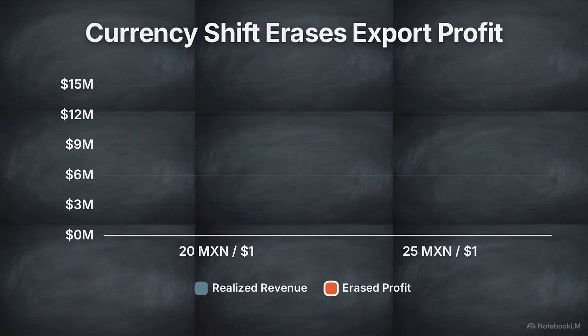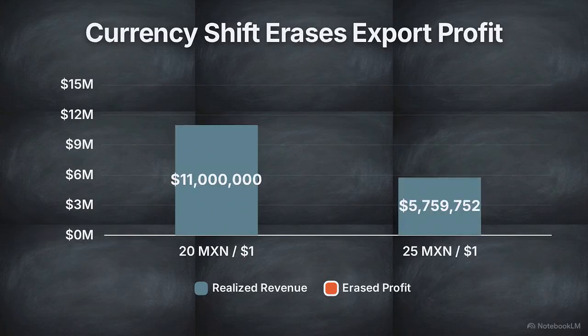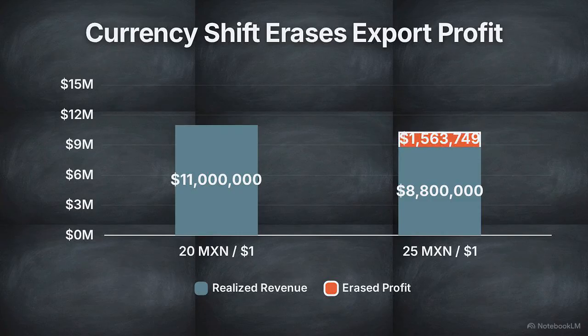This financial ledger breaks down the Mexico contract. The exporter sells 50,000 tons at a fixed price of 4,400 Mexican pesos per ton. At 20 pesos to the dollar, that generates $11 million. But if a stronger U.S. dollar pushes the exchange rate to 25 pesos, the 220 million pesos converts to only $8.8 million. $2 million in profit is instantly erased.